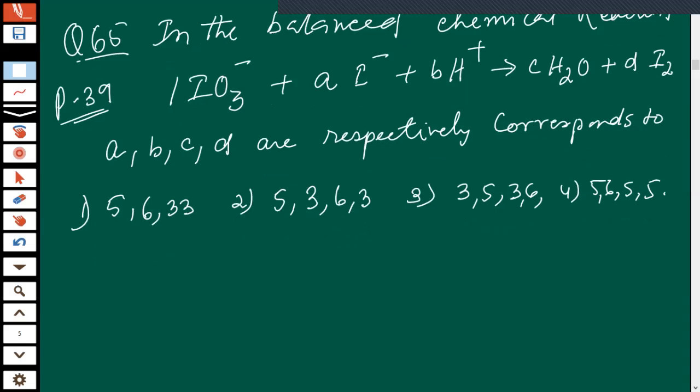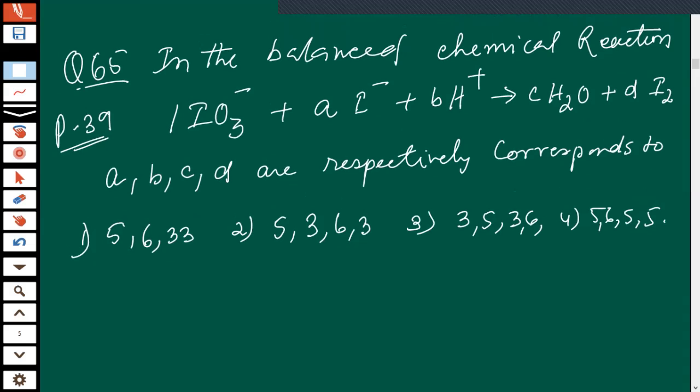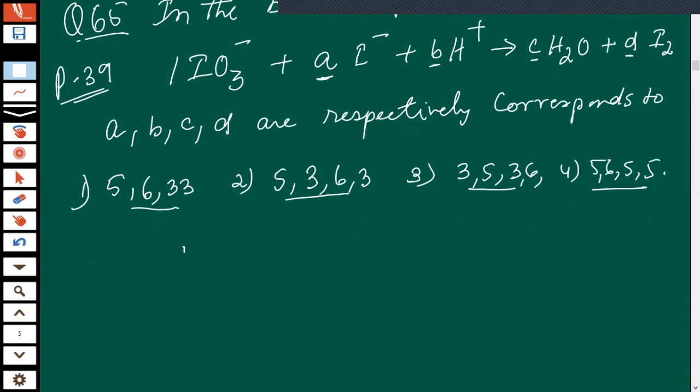Sir, can you just repeat the reaction? IO3 minus plus A, where A is the stoichiometric coefficient. Some number will be there, and the numbers are given. You have to balance and find out the number. The reaction is IO3 minus plus I minus plus H plus gives you water plus I2. This is the reaction, and you have to balance it.